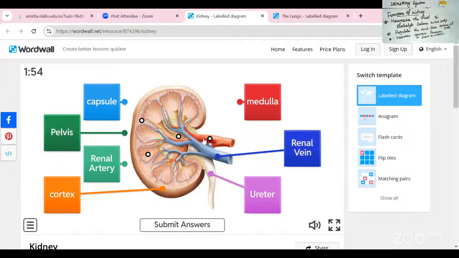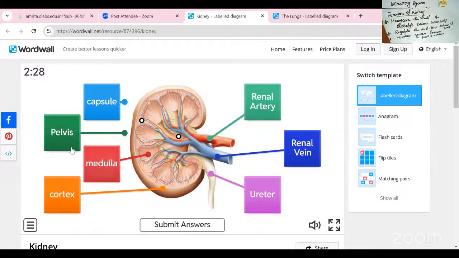And next, the red color part is usually known as artery. So, this is renal artery part. Artery contains the pure blood. The gray color, blue color tube is known as vein part. That is renal vein part. Which is the medulla part? Yes, this is medulla part. And next one is pelvis part.